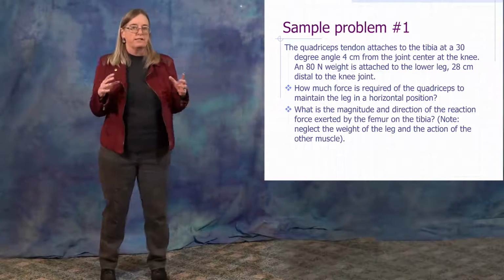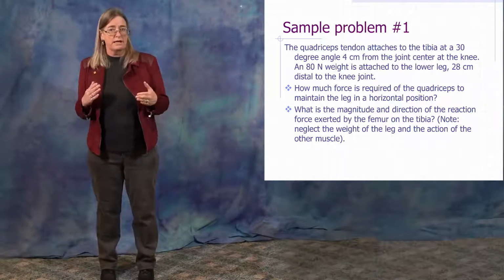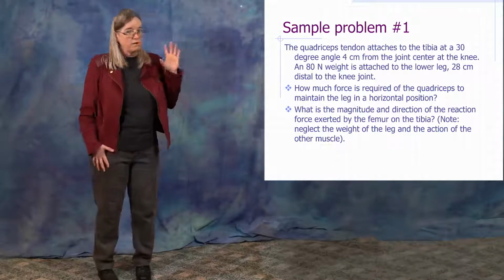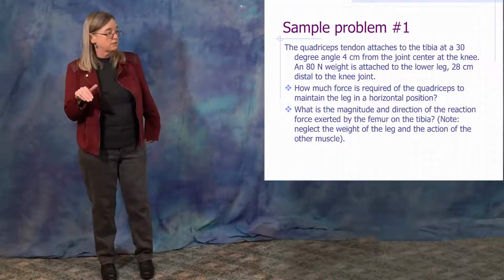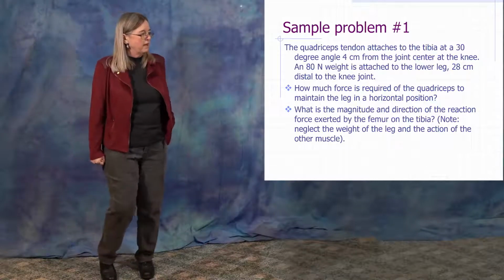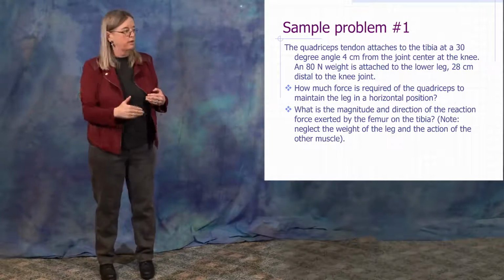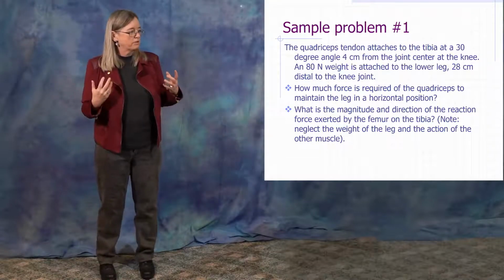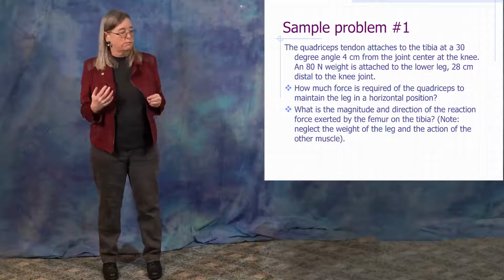So let's do a fairly simple problem, a typical problem of what this means in terms of actually calculating a muscle force. So if we have the quadriceps tendon, and it's going to attach to the tibia at 30 degrees, and that is going to attach 4 centimeters from the joint center at the knee. We add an 80 Newton weight attached to the lower leg, 28 centimeters distal to the knee joint, and we want to know how much force is required of the quadriceps to hold that in position.